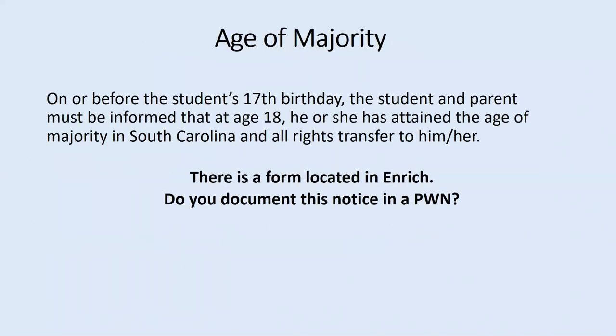The age of majority, of course, is the same. On or before the student's 17th birthday, the student and the parent have to be informed that at age 18, age of majority will have been reached and rights transferred to the student. There is a form located in Enrich, and the answer to the question of whether you document it in the prior written notice is, of course, yes, you do. You document everything in the prior written notice.